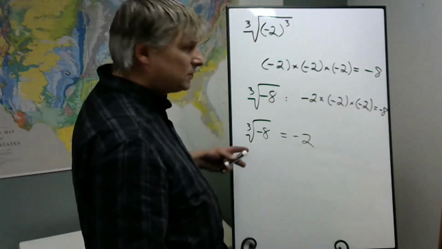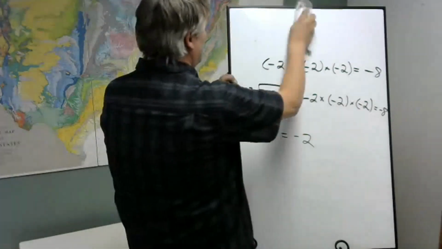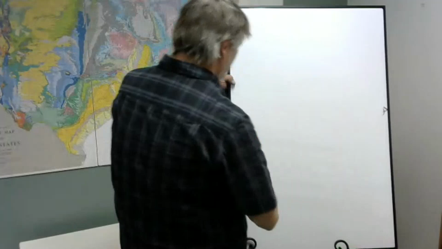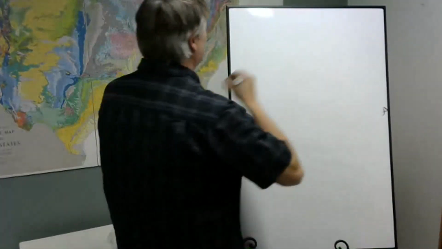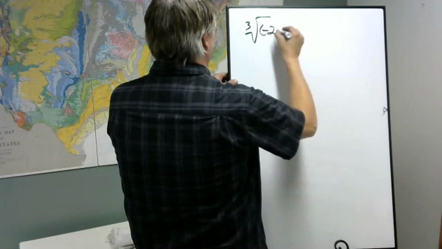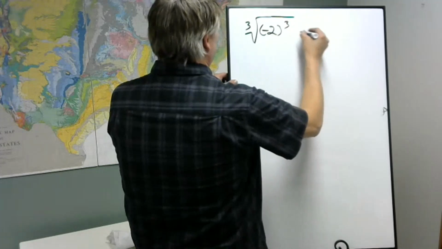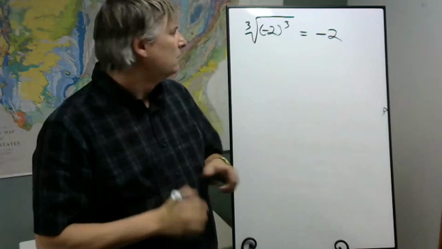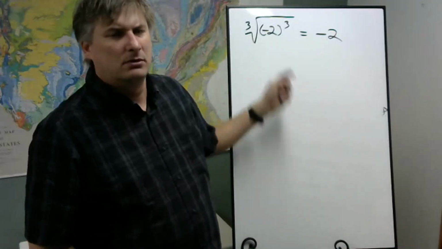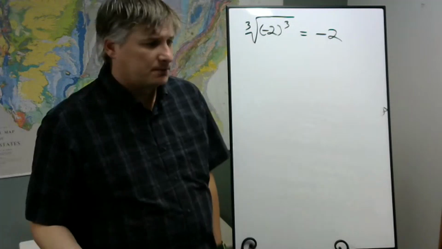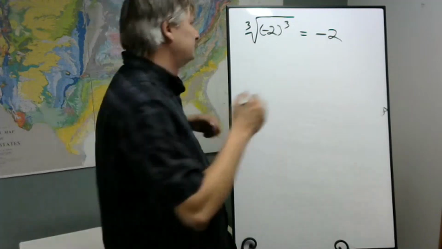So this is what we end up getting at the end. Cube root of negative 8 is negative 2. So what we find, well, it just pops out like before when we had a positive 2. So in general, for odd roots, this is what we're going to get.